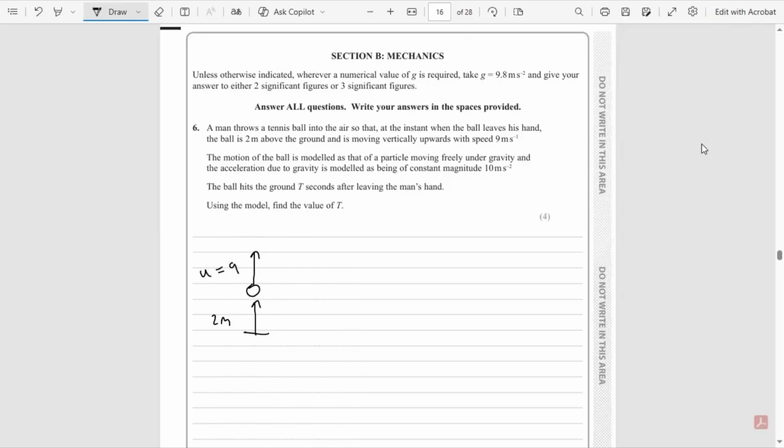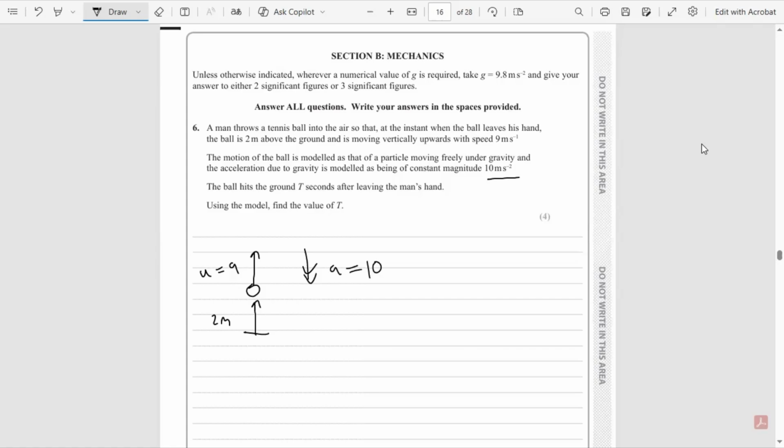So the motion of the ball is modeled as that of a particle moving freely under gravity, and the acceleration due to gravity is modeled as being a constant 10. So normally you have to assume in mechanics that gravitational acceleration is 9.8. In this case, we're assuming it's 10 because the question has told us so. So let's just put in like an arrow here for acceleration. The acceleration going downwards here would be 10 in this case.